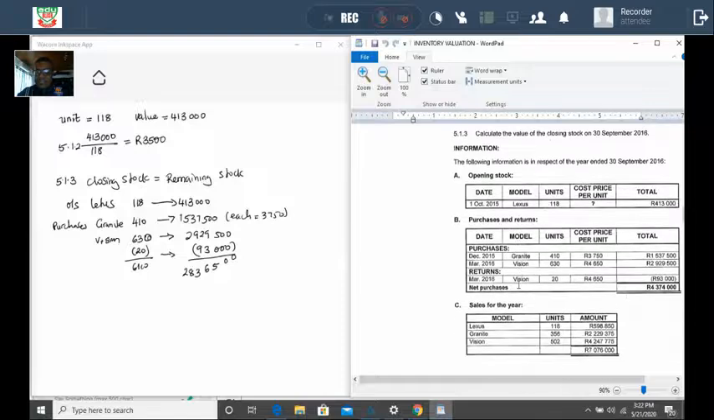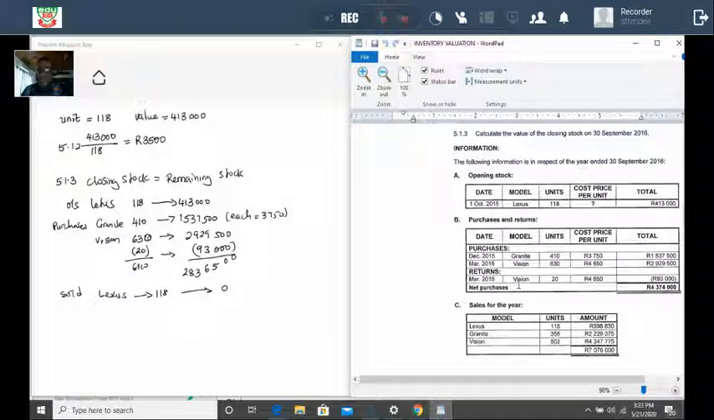It says, now we look at sales. Sold Lexus 118 means we are left with 0.